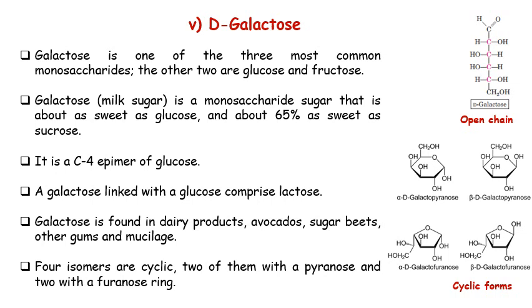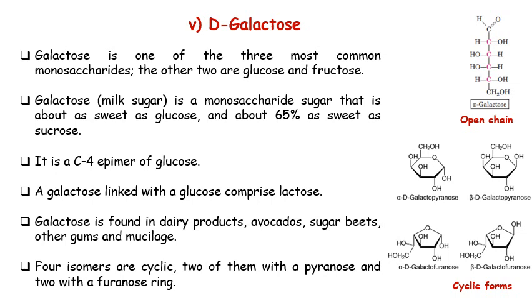And next carbohydrate is D-galactose. D-galactose is one of the three most common monosaccharides. The other two are glucose and fructose, and the third most common is galactose. Galactose is also known as milk sugar.